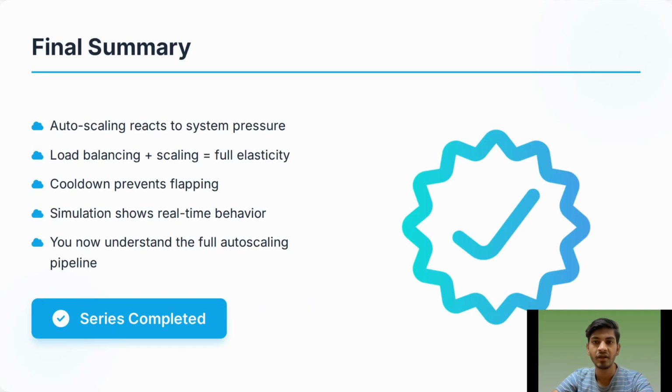To summarize part 3 and the entire series, autoscaling monitors signals like CPU, latency, and queue length. It adds servers when traffic grows. It removes servers when traffic drops. Load balancing spreads traffic across instances. Cooldown prevents unstable oscillation. Together, these systems create true elasticity in the cloud.